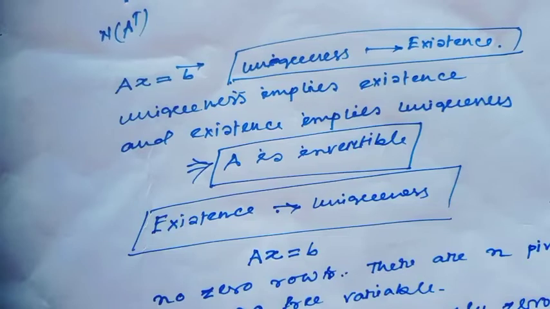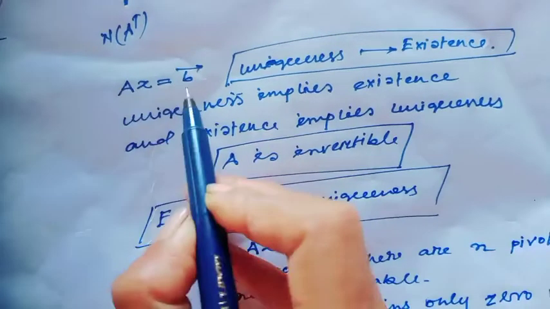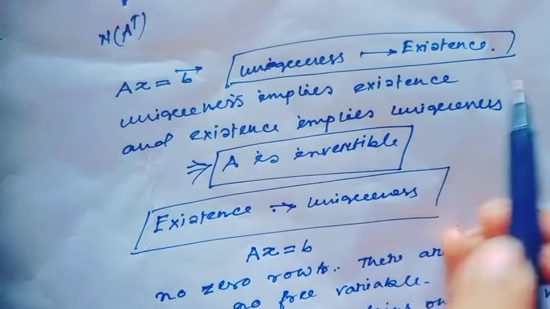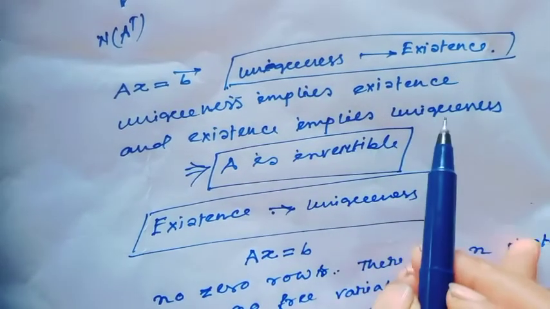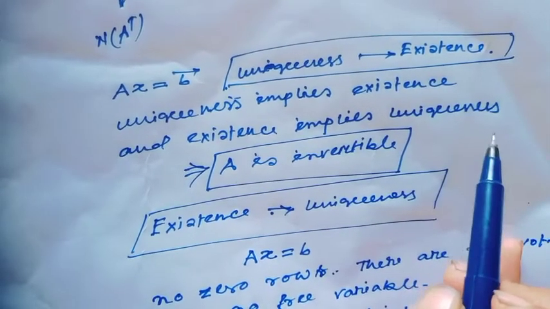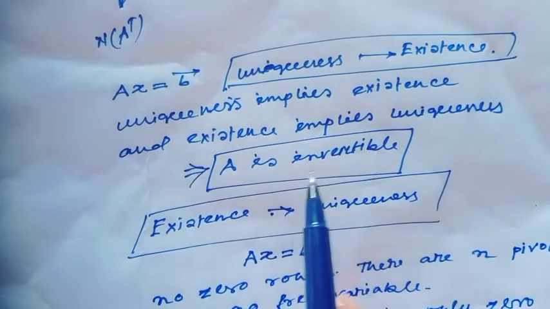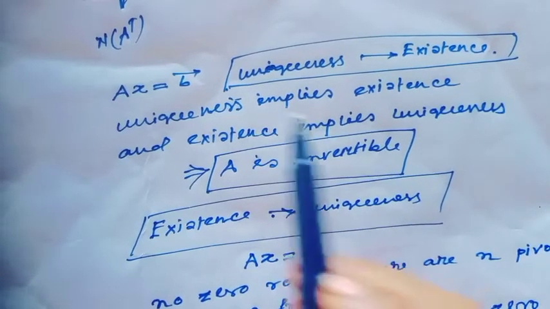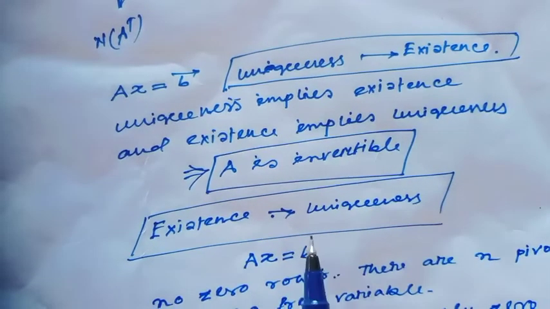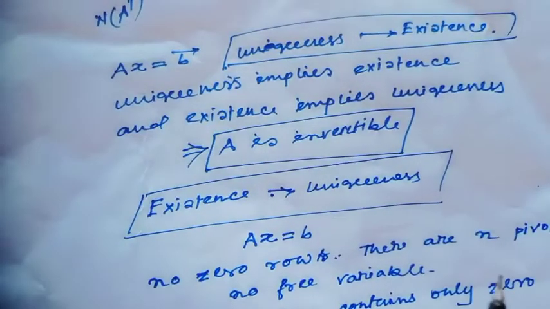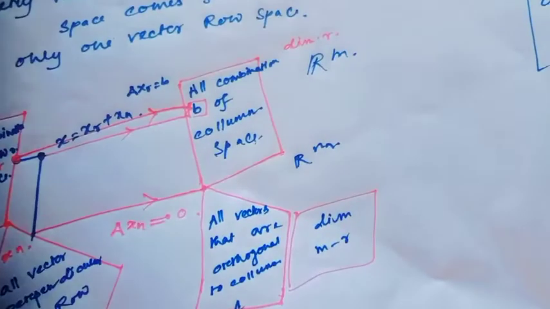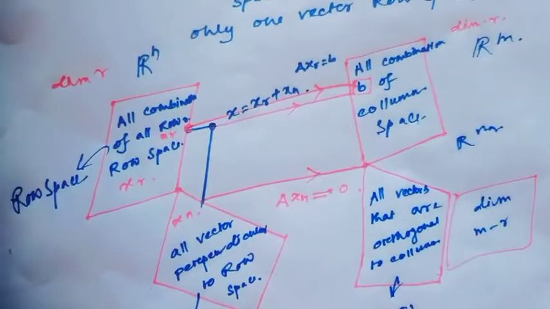Just recall the solution of Ax equal to b: uniqueness always implies existence. That means uniqueness implies existence and existence implies uniqueness, and that implies the matrix A is invertible. In the opposite way, existence always implies uniqueness. That means here there exists a solution for all b.